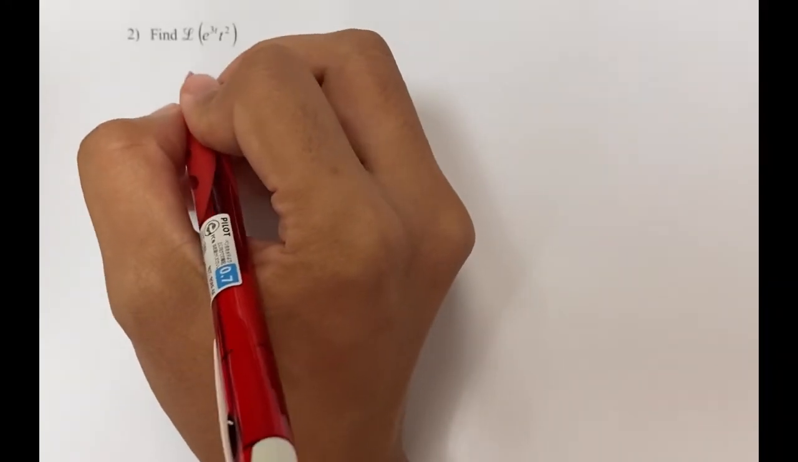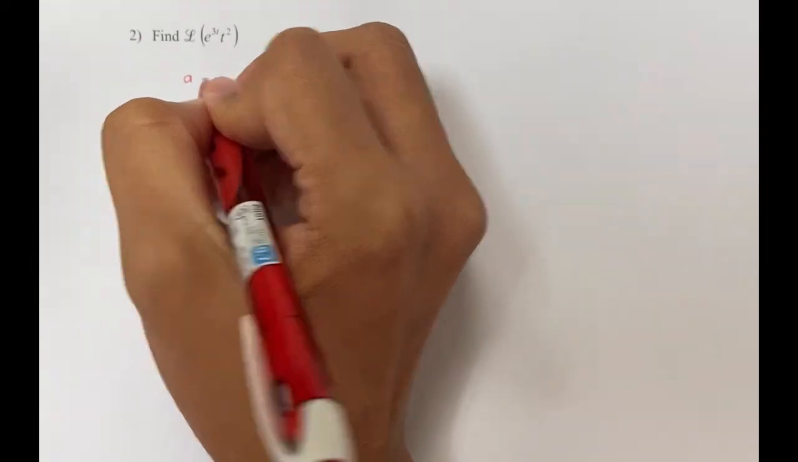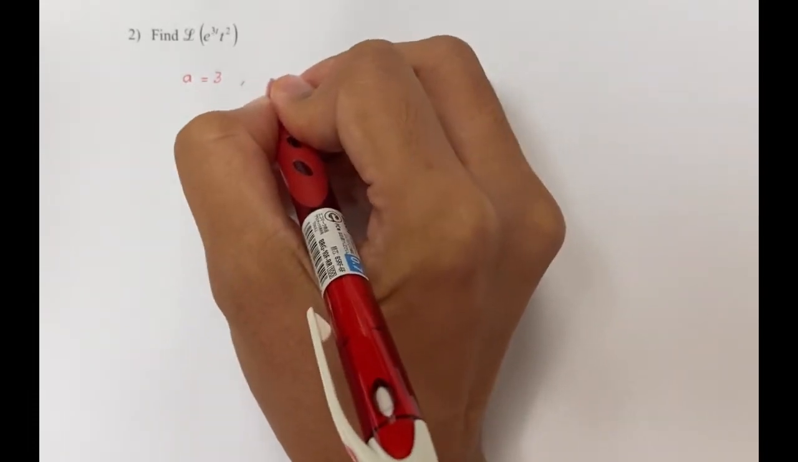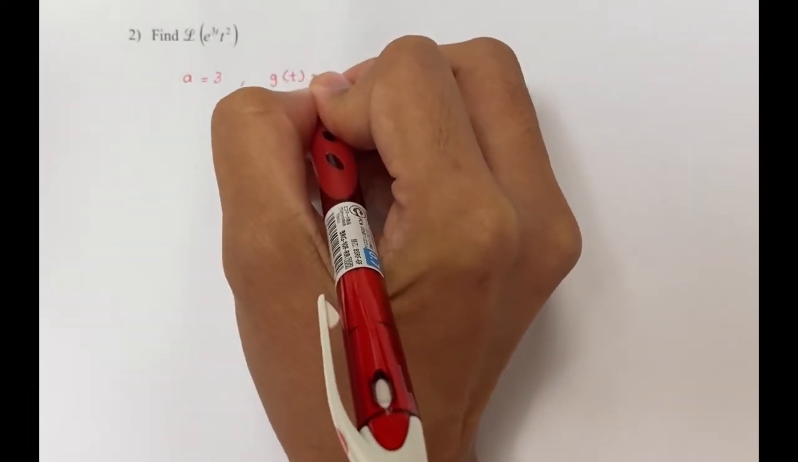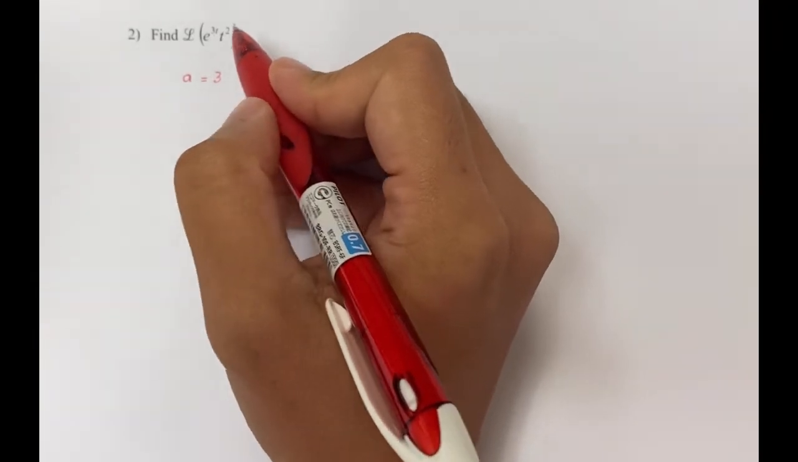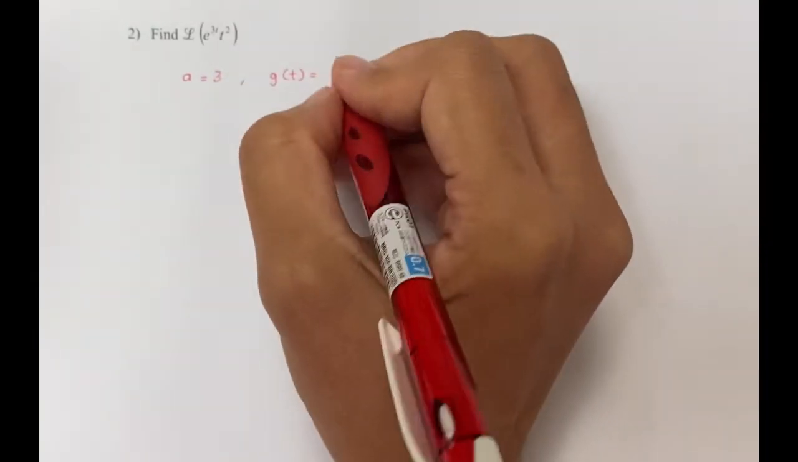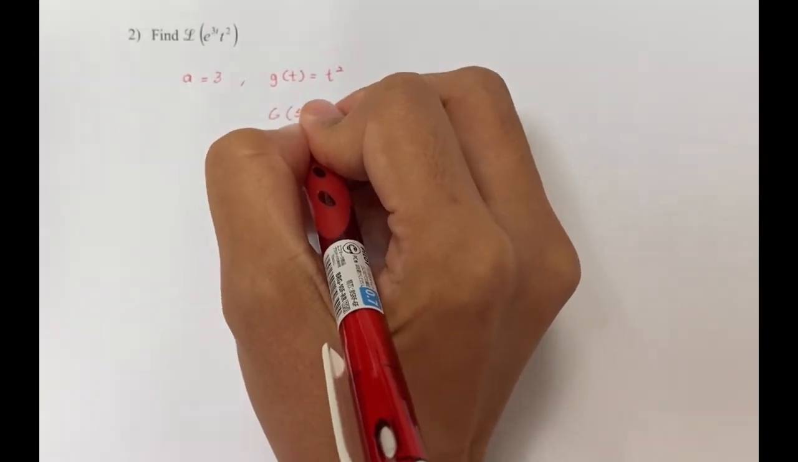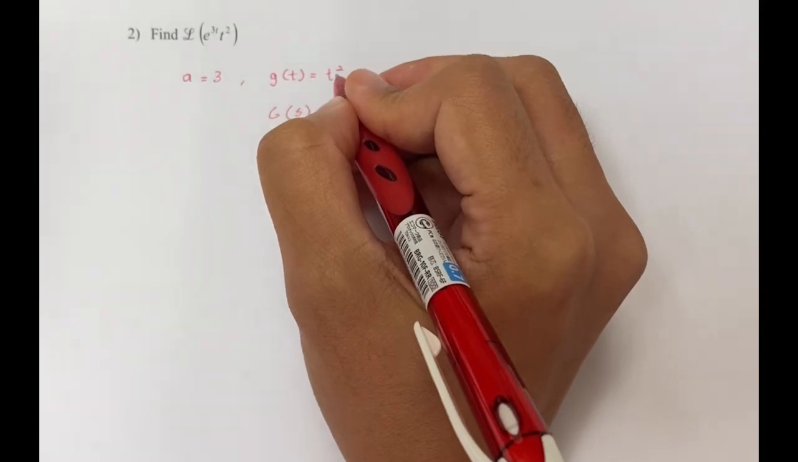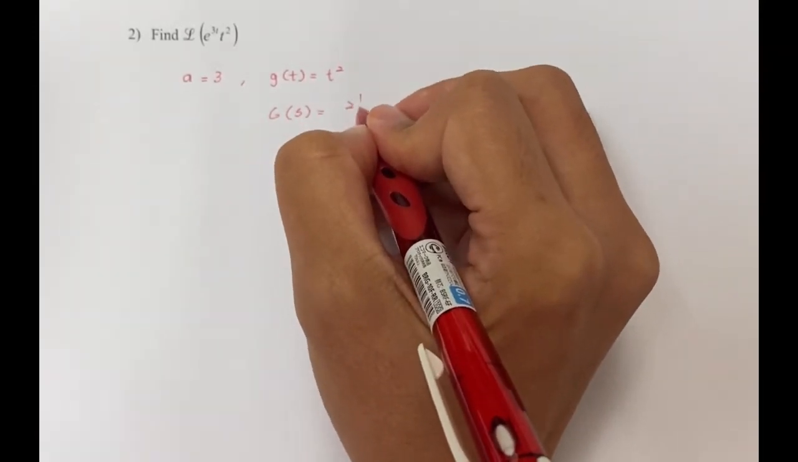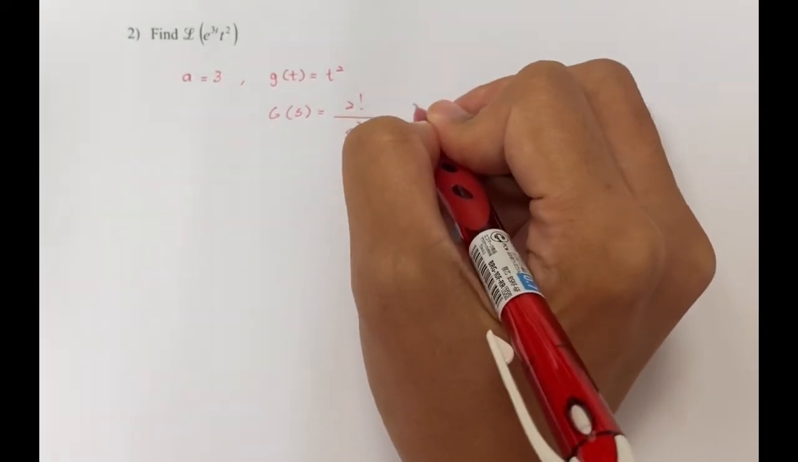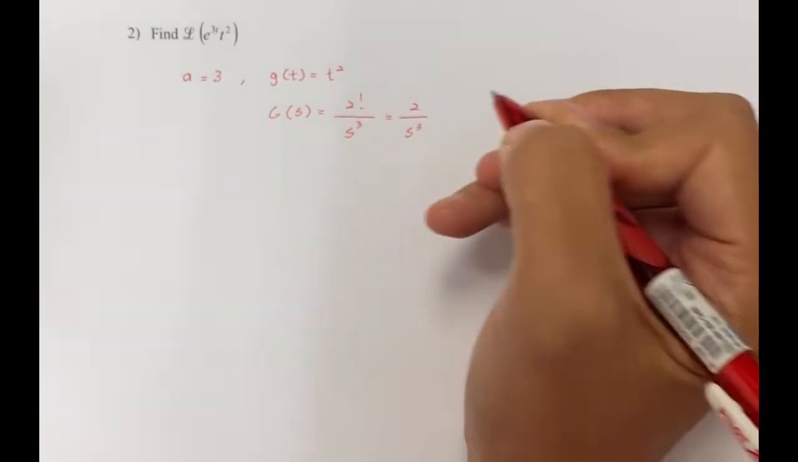Okay. Let's see the second example. Again, start with finding what is your a. So basically a is equal to 3, and g(t), the other function, is t squared. And then from g(t), find what is your G(s). Find the Laplace transform for t squared. You know this is 2 factorial divided by s to the power of 2 plus 1, which is 3. So G(s) is 2 over s cubed.